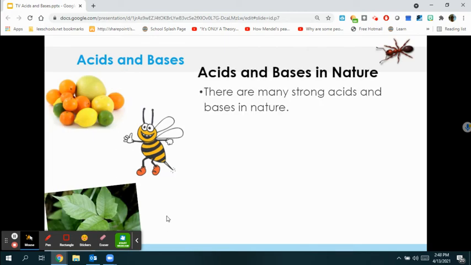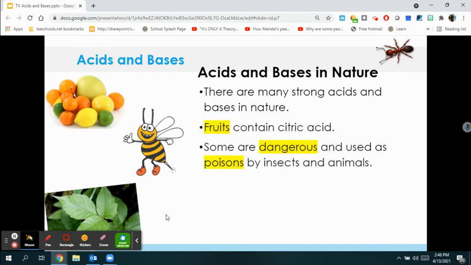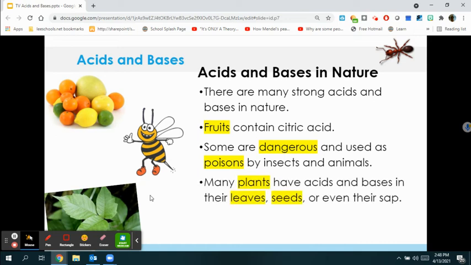Acids and bases in nature. There are many strong acids and bases in nature. Fruits contain citric acid. Some of the acids and bases in nature are dangerous and used as poisons by insects and animals. So some plants, if an animal or an insect tries to eat them, can have some poison in them, and some insects can spray venom. Many plants have acids and bases in their leaves, seeds, and even in their sap.